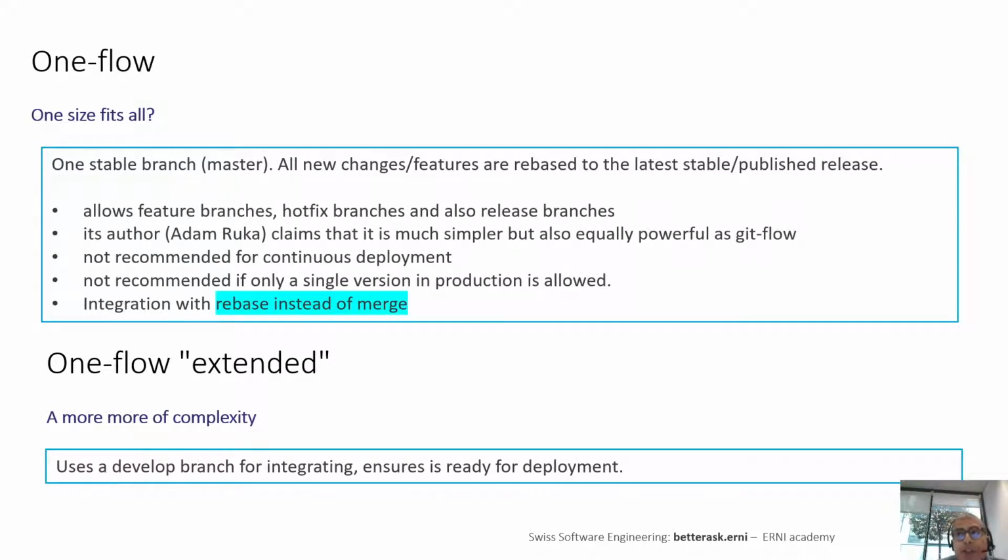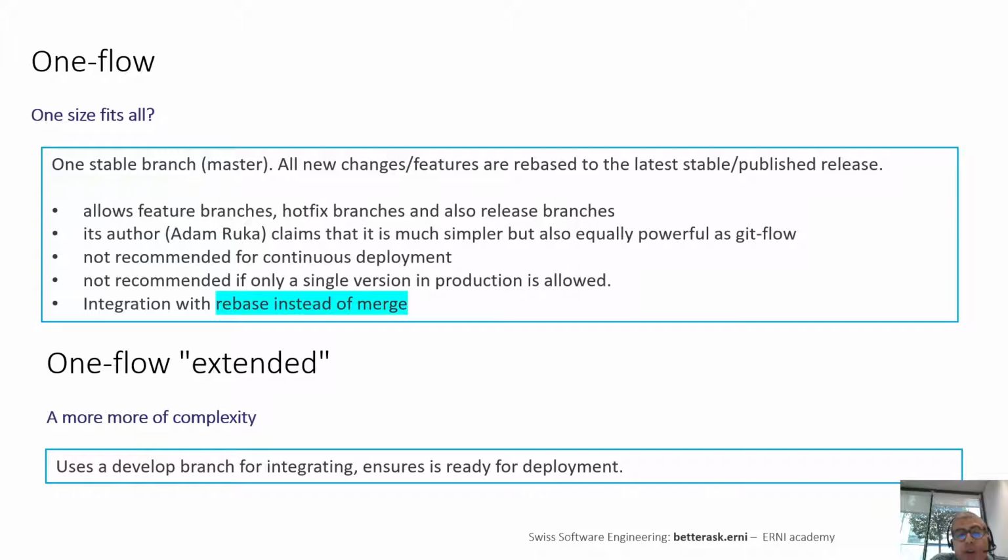Another branching strategy which has become famous in recent years. I think it was created in 2016 or something. It's called OneFlow, which, as I said before, claims to be quite powerful, but not as complicated as GitFlow. It allows, of course, feature branches, hotfix branches, and also release branches. It's not recommended for continuous deployment, and it's also not recommended if you only have a single version in production.